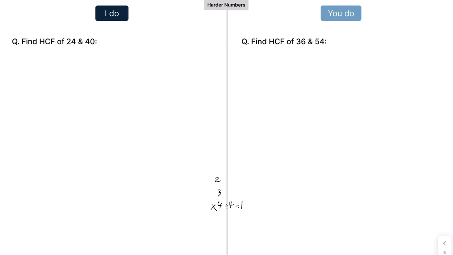1, which is right, but it's also divisible by 2. That is why it's not a prime number. 5 is a prime number. 6 is not a prime number because even though it's divisible by itself and 1, it's also divisible by 3. 7 is a prime number. 8 isn't one. 9 isn't one. 10 isn't one. And 11 is one, and so on.